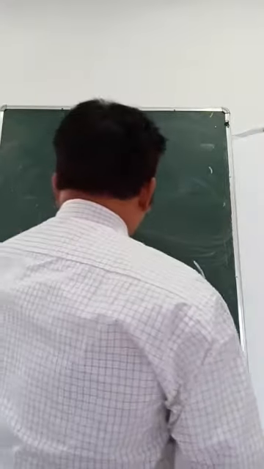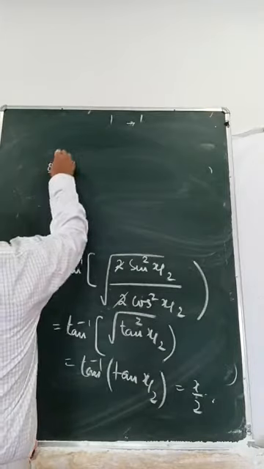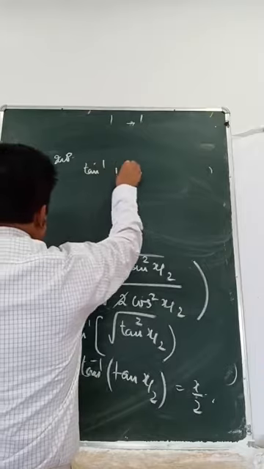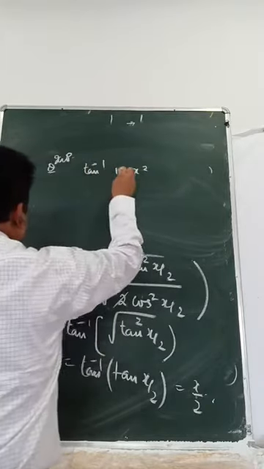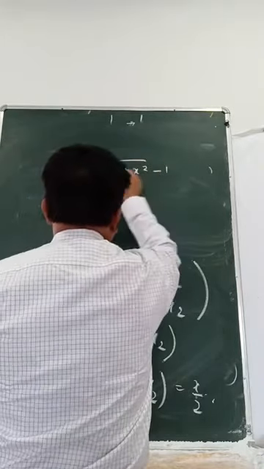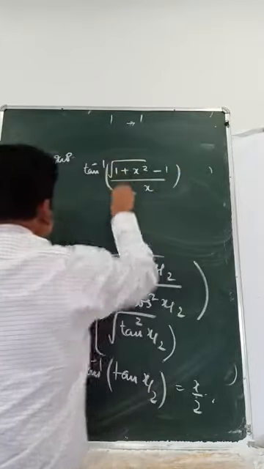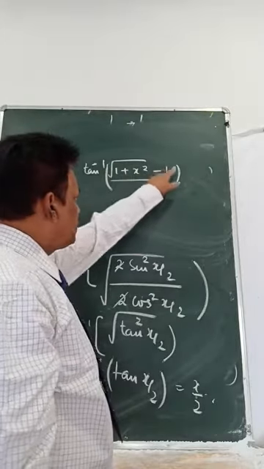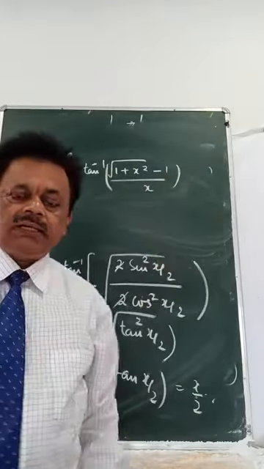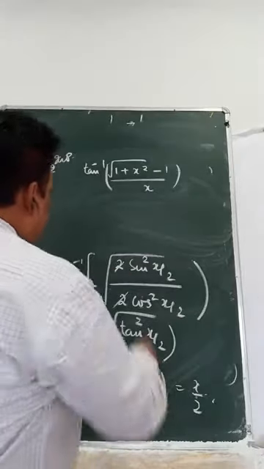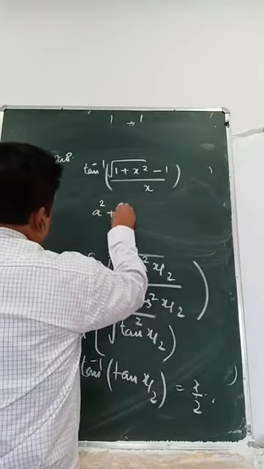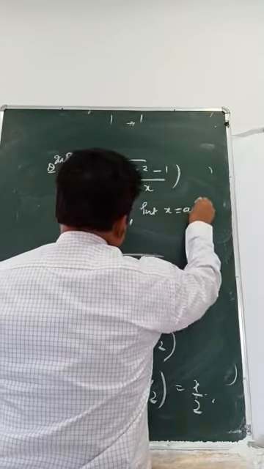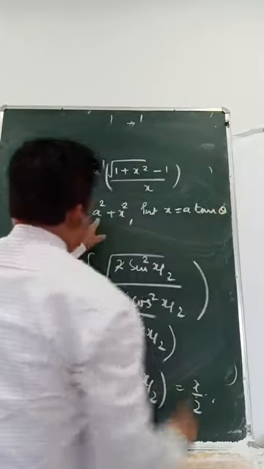If I get a question in this form, this is one of the important questions, try to see. It is tan inverse of root over 1 plus x square minus 1 by x. This is an entirely different question, but I have given you a formula clue: if a square plus x square, you find, then you have to put x is equal to a tan theta. Look at, I have given a clue on this.